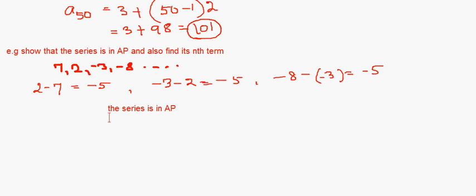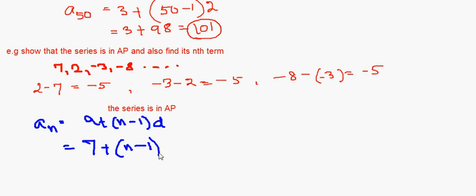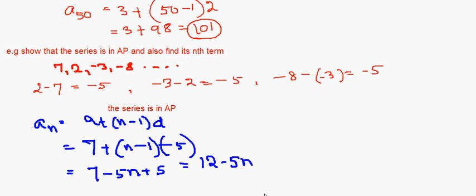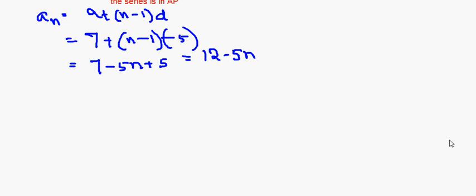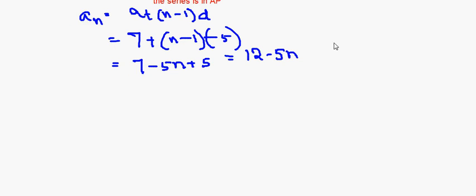Now our next thing is to find the nth term of the series. We learned a little while ago that it is a + (n - 1)d. Your a, being the first term, is 7. We don't know n, we have to find that out. d we found to be minus 5. Now it becomes 7 minus 5n plus 5, that gives you 12 minus 5n. So the nth term of the AP is given by the formula 12 minus 5n.